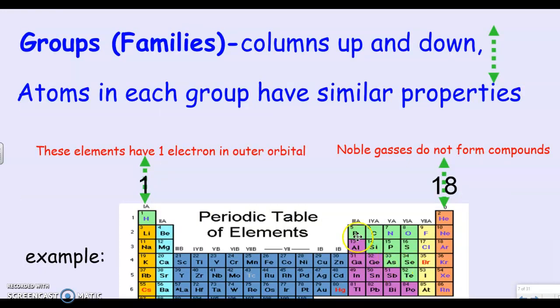The periodic table is also grouped into groups, sometimes called families. These are the up and down columns in the periodic table. And just like family members are similar, the groups or families have similar characteristics. For example, all of these elements have one electron in their outermost electron orbital. The last group, 18, is also called the noble gases. They're all gases. None of them interact with other atoms, thus the term noble gases.